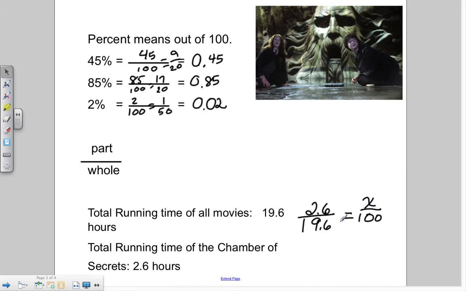Once again, cross multiply, 2.6 times 100 equals 19.6 x, and then I'd solve. I'm not going to go through all the details of the steps, but basically when I solve that, I get 13.3%. So that means out of all the Harry Potter movies, Chamber of Secrets is 13.3% of the time. Okay?